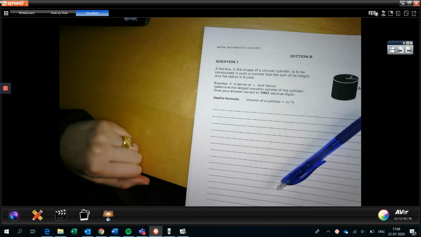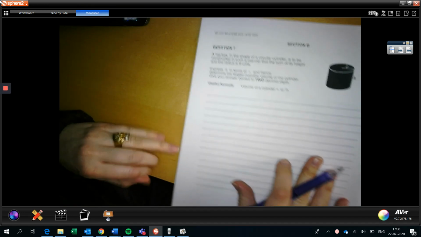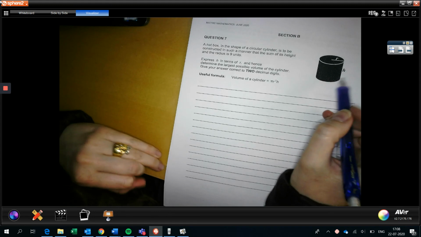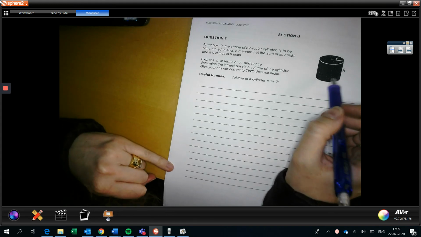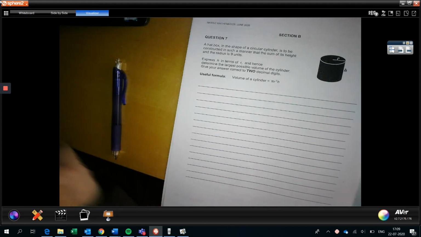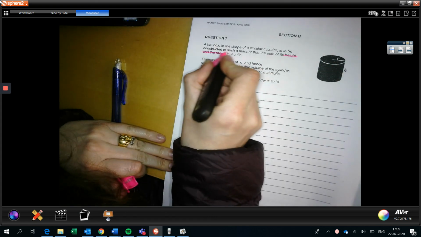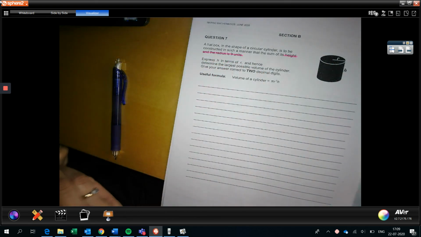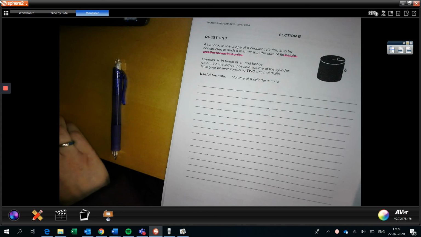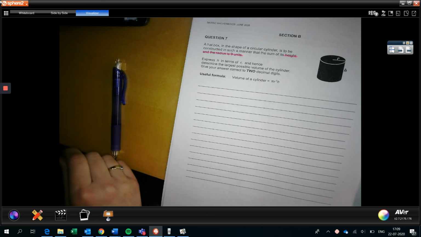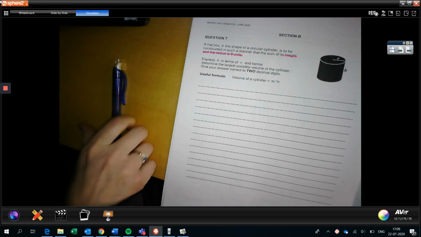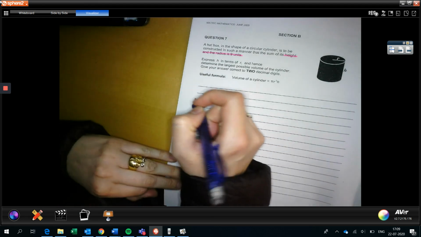Okay, question 7 was calculus application. You've got this hat box in the shape of a cylinder, and it's to be constructed in such a manner that the sum of its height and radius is 9. Express h in terms of r, and hence determine the largest possible volume of the cylinder. So this is obviously a calculus application of volume and maximizing volume.